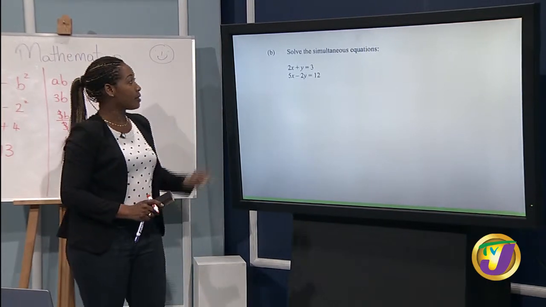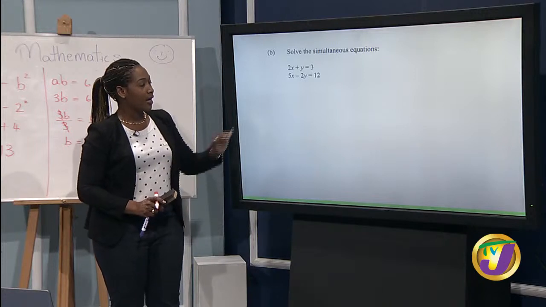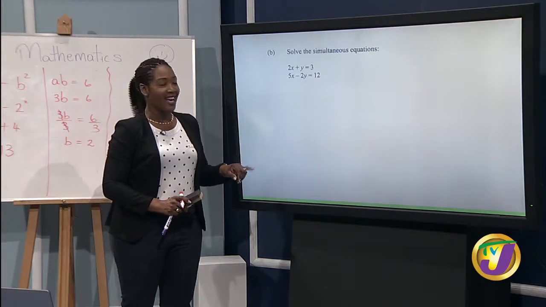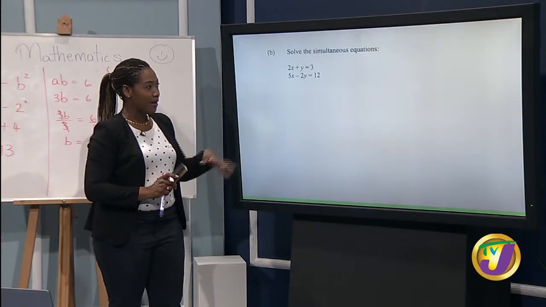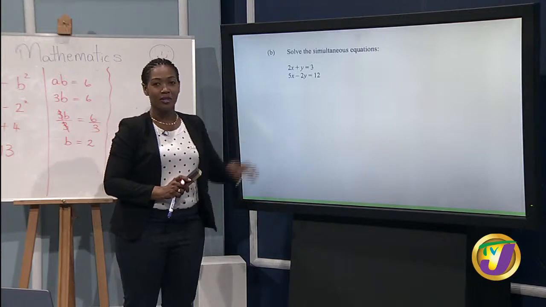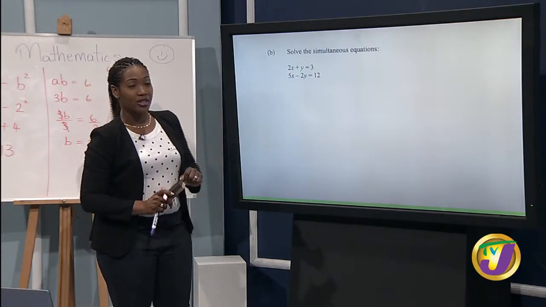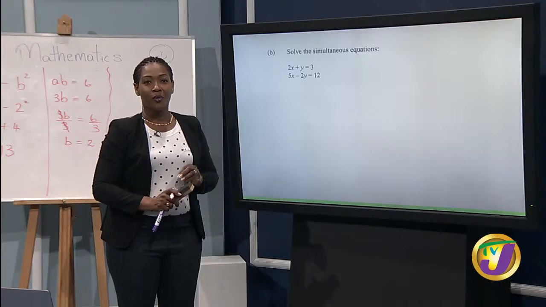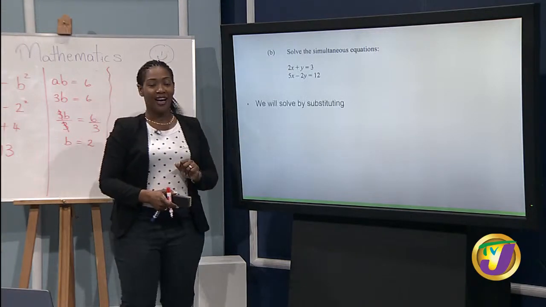So we are at solve the simultaneous equation here. And you have 2x plus y equals 3, 5x minus 2y equals 12. So guess what? I'm just going to leave you there to think about this while we take a short break, because I want you to tell me when we come back how we solve this question. All right? When we come back, we will wrap things up. Have a good one.